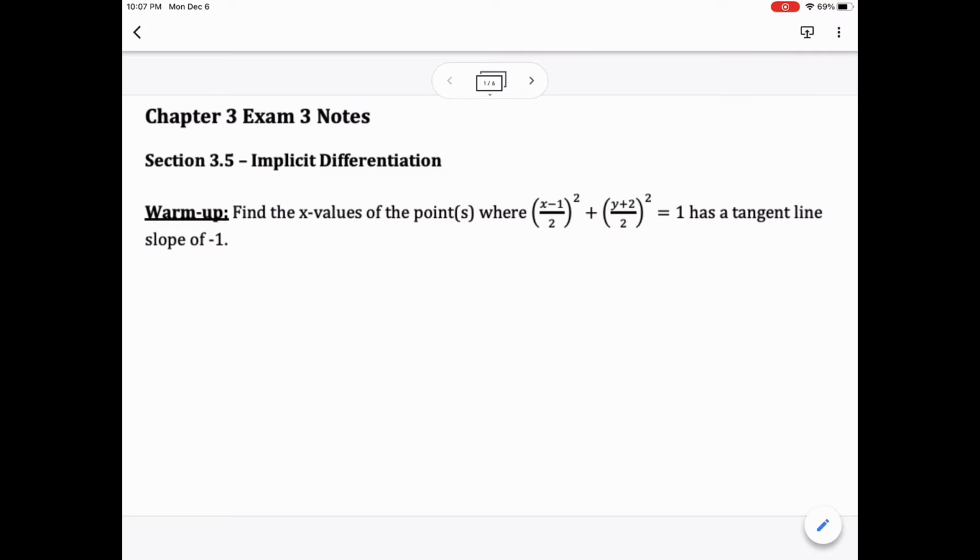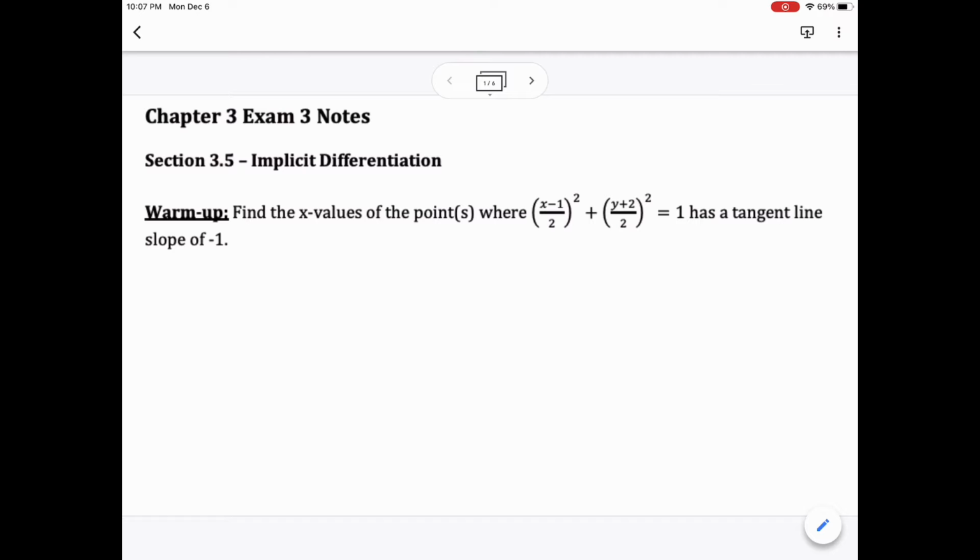Today's lesson is over section 3.5, which is talking about implicit differentiation. Now, implicit differentiation is a way for us to be able to take the derivative of an equation or function that has two or more variables involved in it. Now, we're only going to be looking at it when we have two variables, mainly x and y.